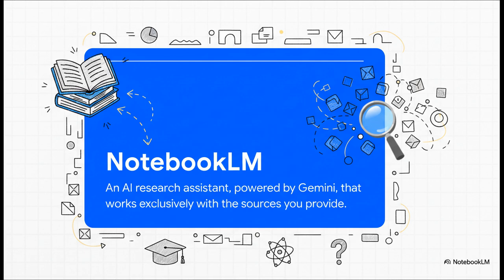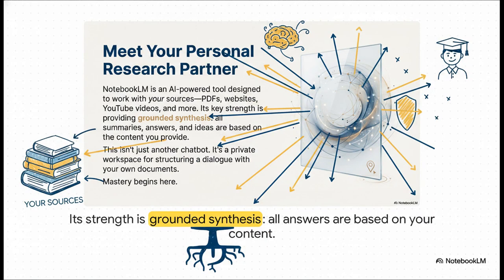It isn't pulling from the whole internet, it becomes an expert just on your stuff, and that is a game changer. This right here is really its secret sauce. The concept is called grounded synthesis. It's a fancy term, but what it means is that the AI is tethered to your documents. Everything it says, every idea it generates, is based directly on the content you gave it.